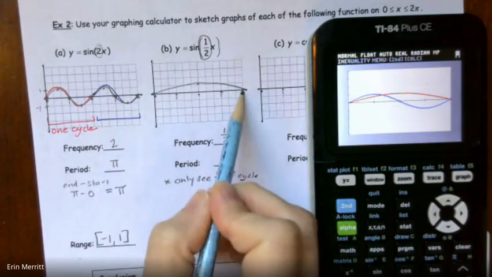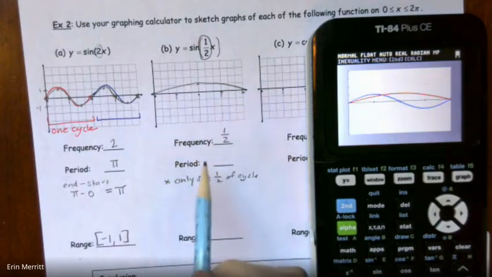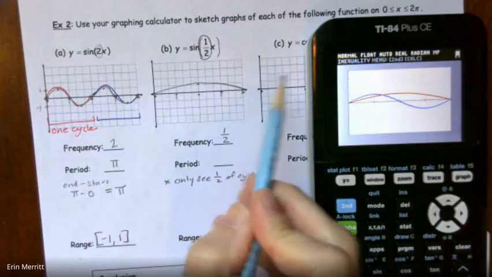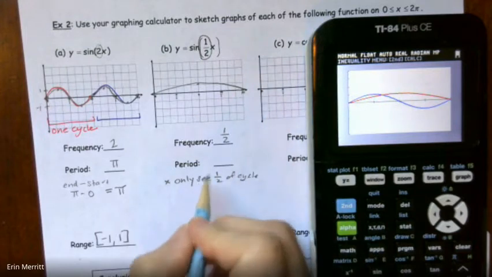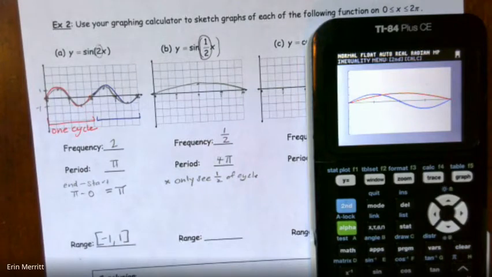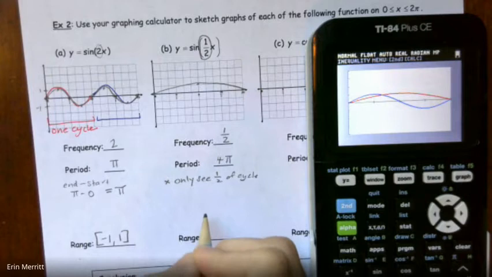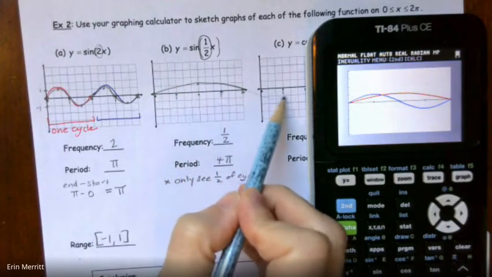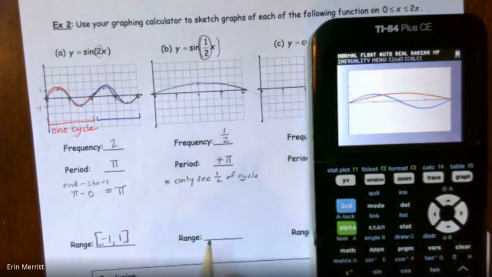All right, so what's the period then? Well, if you're only seeing half of it from 0 to 2 pi, to see the other half, we'd have to go all the way out to 4 pi. So this would be 4 pi here. As for the range, remember, if we kept going, it would drop down to -1. So it would still go -1 to 1.